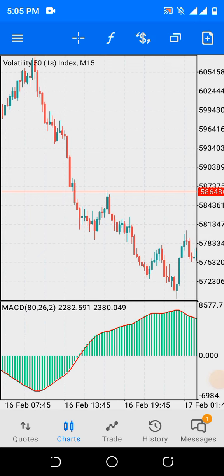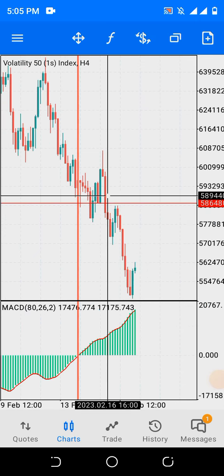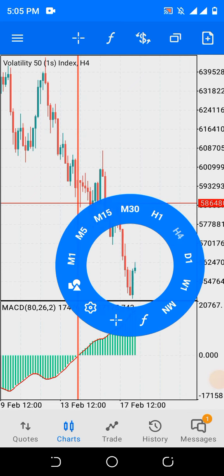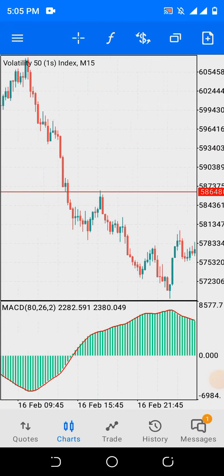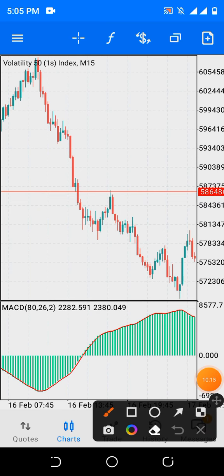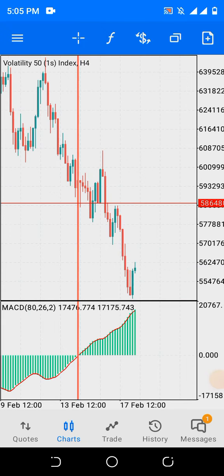Now let's switch to the 4-hour time frame and see how it goes. This is where we make our entry in the 4-hour time frame at this point. Let me show you very well. Let me use this to mark it out. So that's where we make our entry. So that is it. A lot of profit.